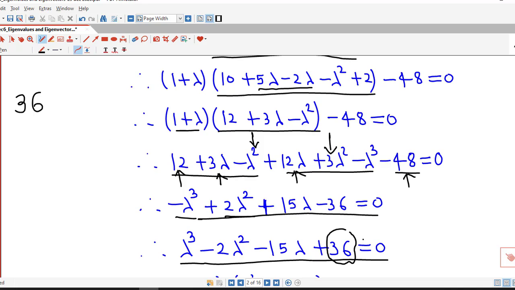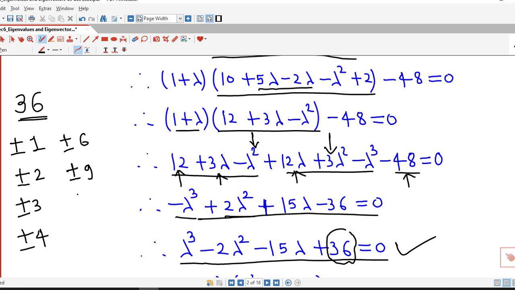So if there is any integer solution of this equation, then it must be a divisor of the constant term 36. So we can try different divisors of 36, which are plus or minus 1, plus or minus 2, plus or minus 3, plus or minus 4, then 6, 9 is also a divisor, 12 is also a divisor, 18, and plus or minus 36. So by trial and error we can find one integer solution by putting lambda equal to 1, lambda equal to minus 1.